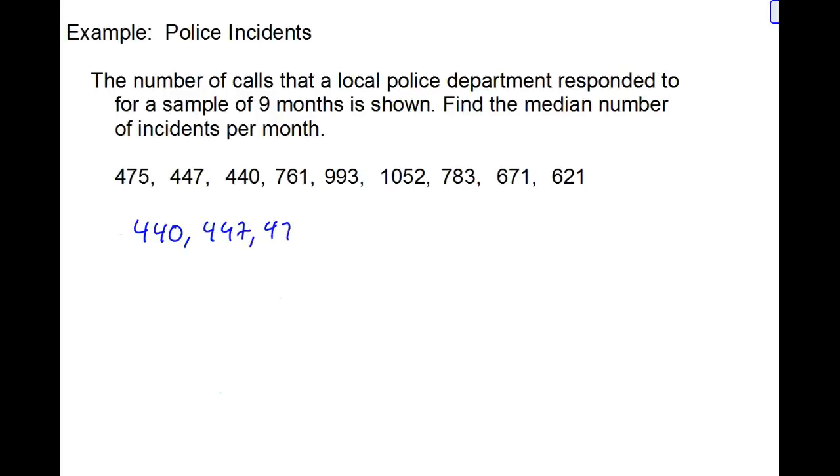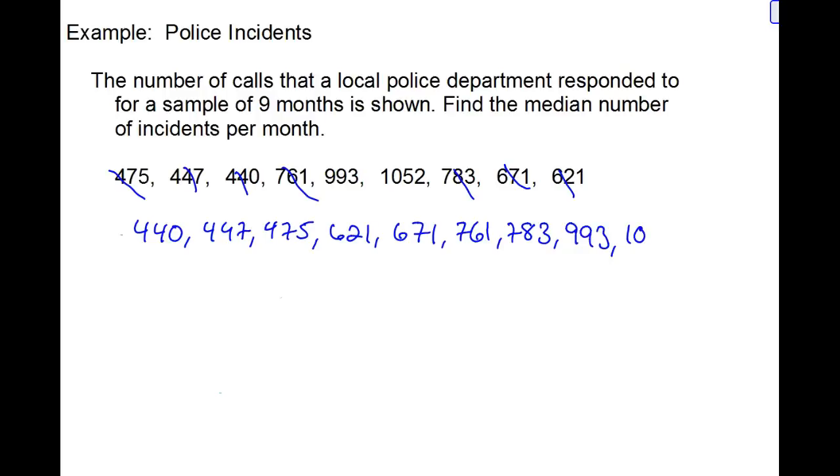Now, with small data sets, you can put them in order from the smallest to the largest fairly quickly, but if you have extremely large data sets, my suggestion is to go into Excel, and Excel will actually put them in order for you from the smallest to the largest number. And this will help you make sure that you have all of them in order. So I've got them in order from the smallest to the largest now.